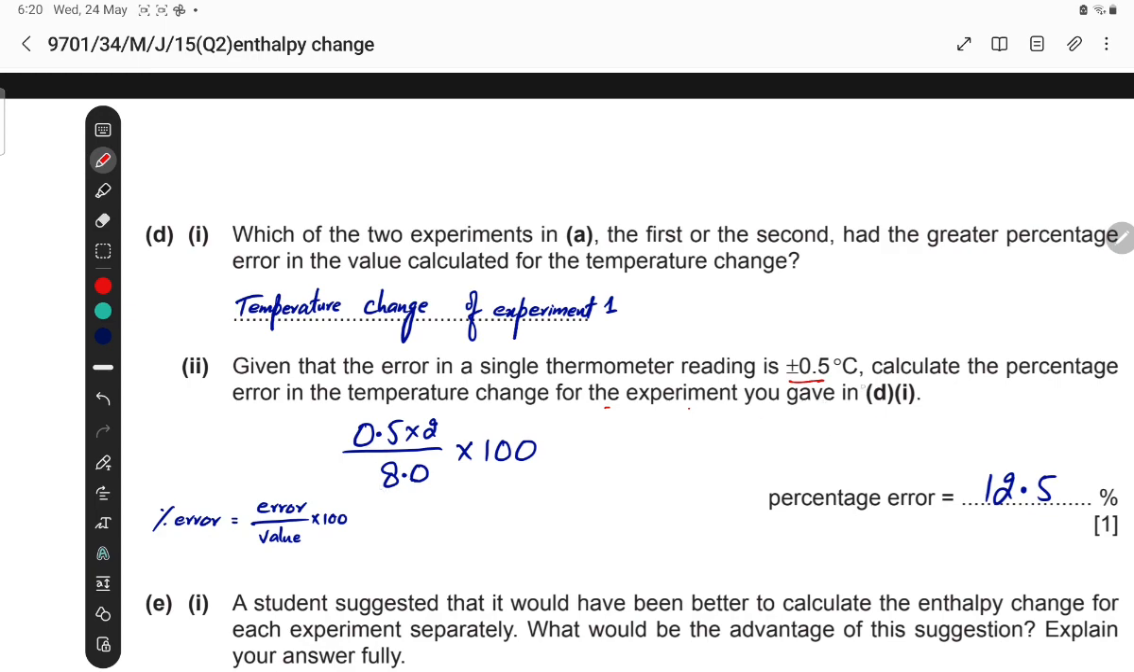So 0.5 is the error in a single thermometer, 0.5 into 2, because you are measuring initial and final temperature, so you are taking the temperature 2 times, that's why into 2. So this is divided by the change in temperature, 8, into 100. So percentage error is equal to error divided by the value which you are using, the temperature change, into 100. So 12.5% is the percentage error.